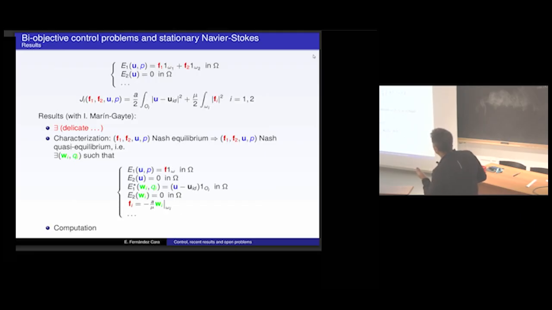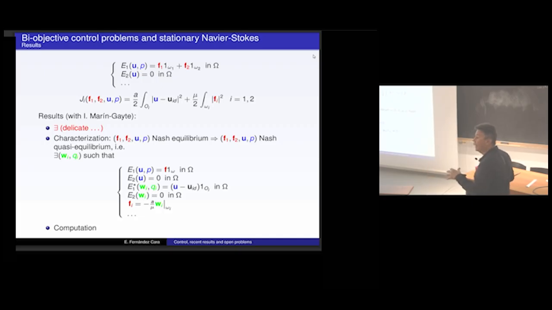What we have done is to prove that there exists a Nash equilibrium. This is not trivial. The proof of the result is delicate because of the nonlinearity of the equation, and overall because of the non-uniqueness of the solution, which is not ensured in general. It is only ensured for very large viscosities. But we have been able to prove that there exists a Nash equilibrium for this equation.